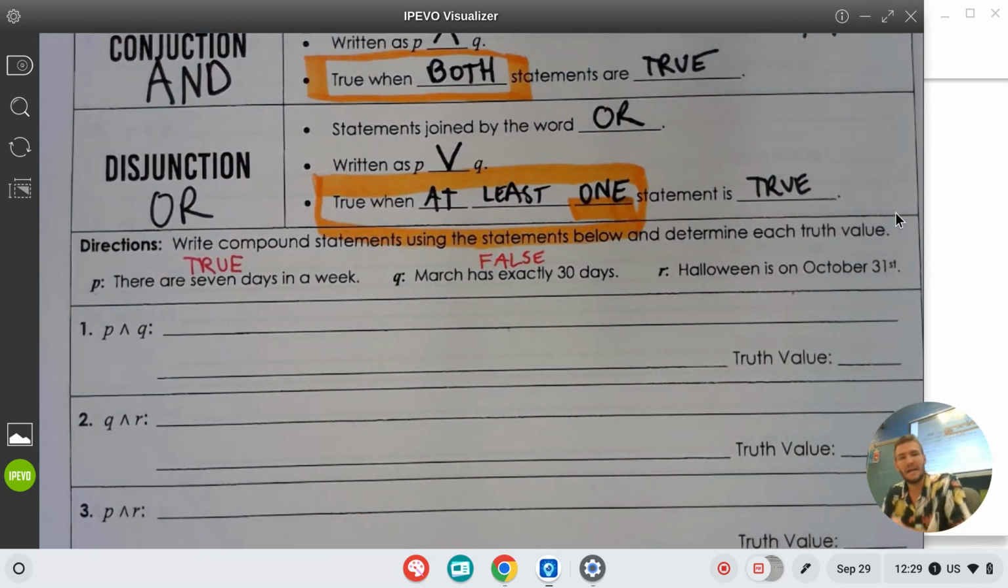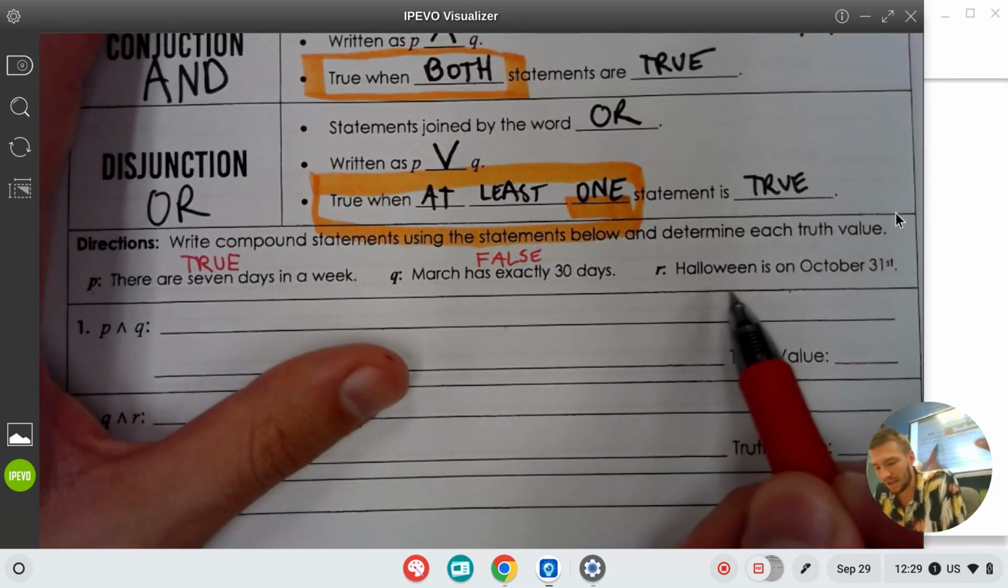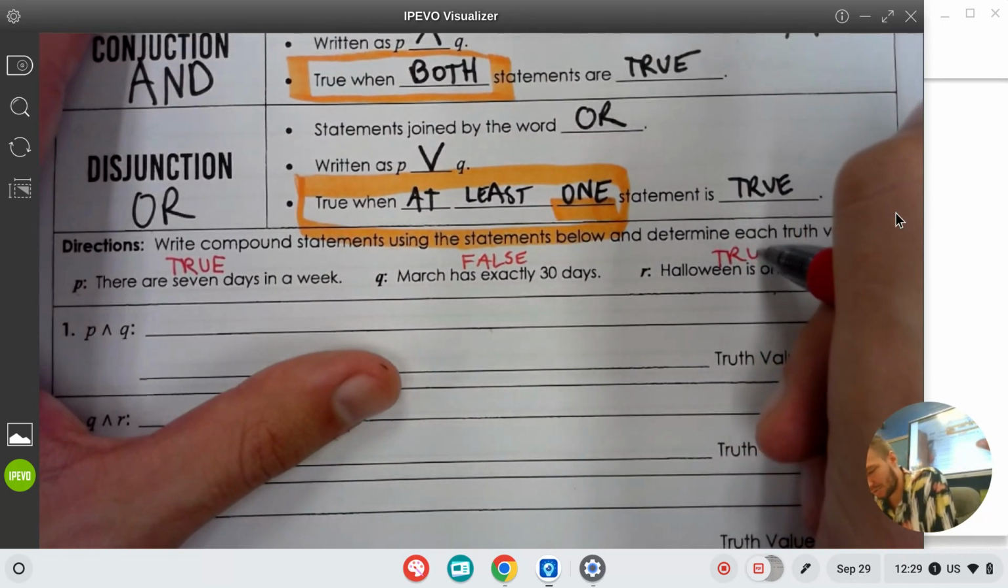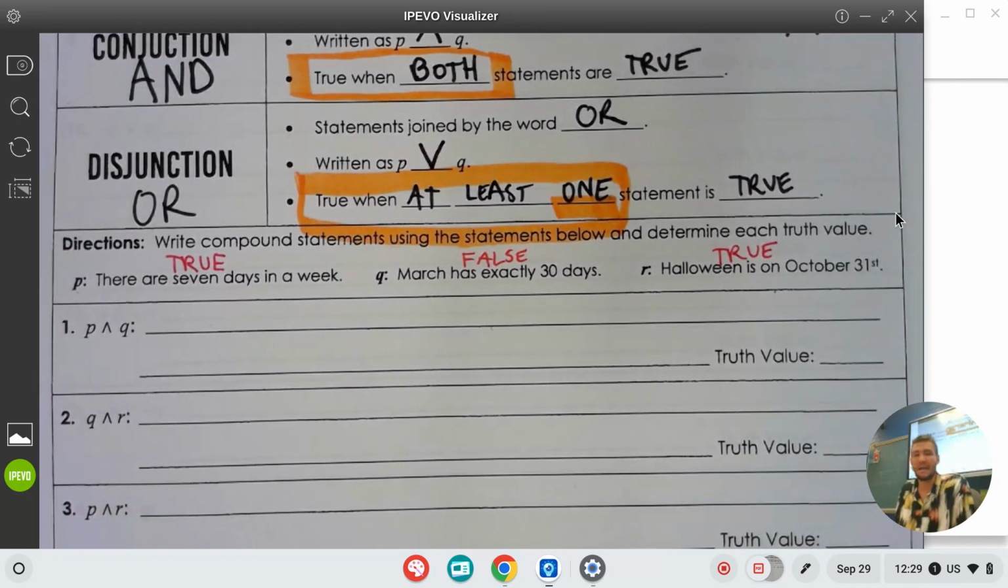And the last one, Halloween, it's right around the corner in about 31 days or so. Halloween is on October 31st. What do you think? That is true, of course. Now, that's not really math at all. If I ask you Halloween's on October 31st, I don't even know, that's not for any class. That's just some silly 4th grader thing where you learn about holidays or something.